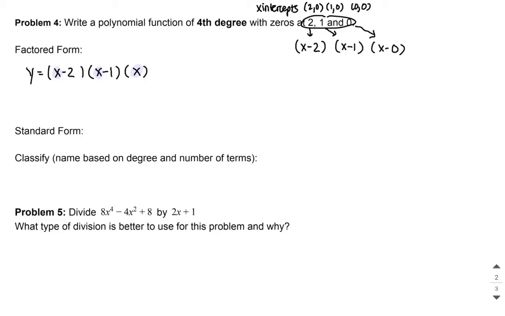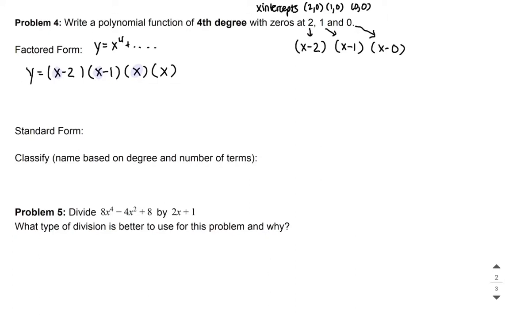I can have multiple zeros. I can have the same zero repeating multiple times. So what I'm going to do here to keep just with those zeros, not add anything extra, but make this fourth degree, I'm going to add one of the factors a second time. So one of these 3 factors I'm going to add a second time. The easiest one to add a second time is x. So I'm just going to add another x at the end. Then I know when I multiply these together, I'm going to have y is equal to x to the fourth power plus a bunch of stuff. That highest power is going to be x to the fourth power. So that's my factored form.